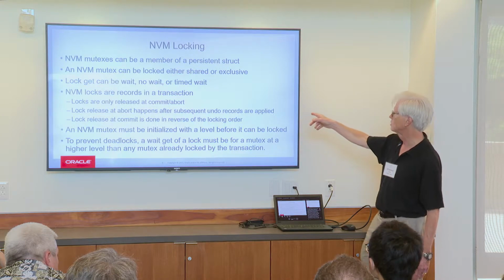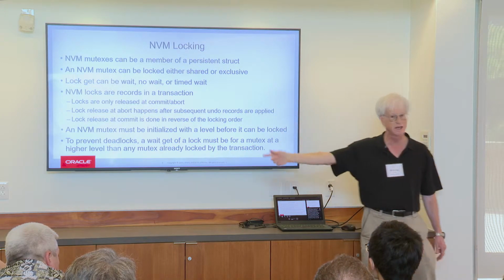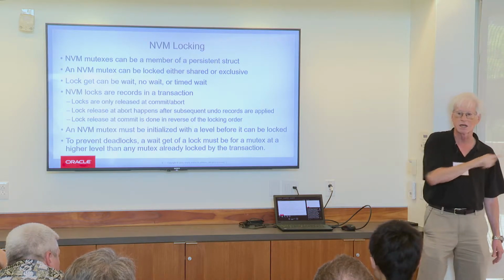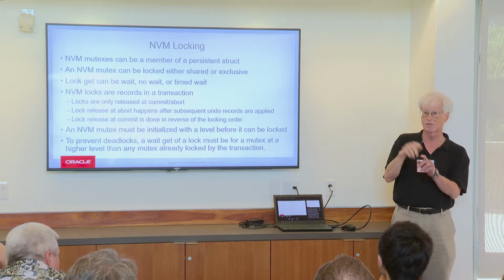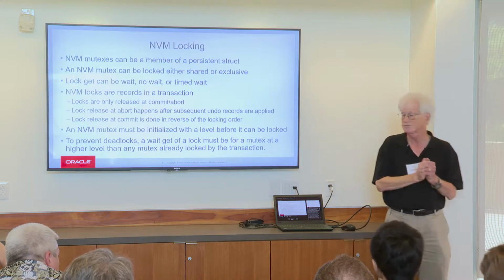So when you do the abort and you roll back the transaction, you start at the end of the transaction, undoing everything until you get to the beginning. And when you hit a lock, you release that lock, because that lock was clearly covering stuff that was later in your transaction. Okay.